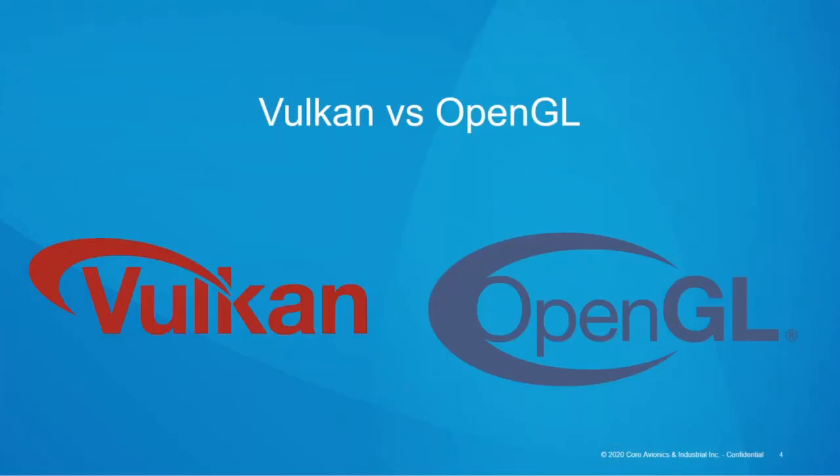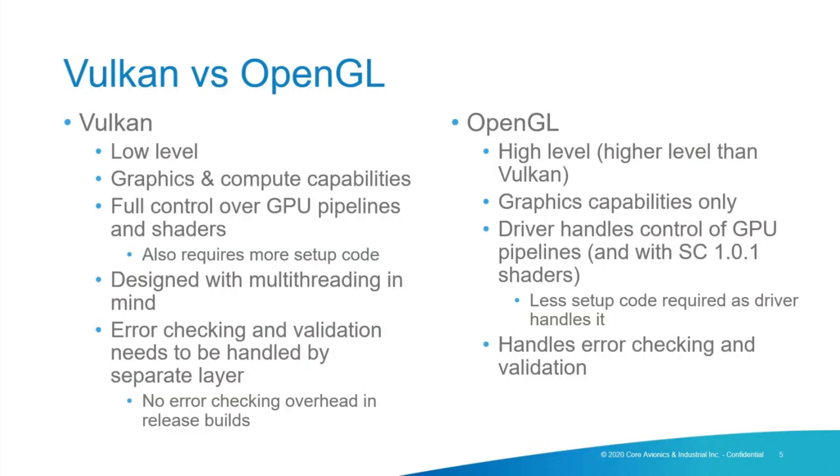To better illustrate what Vulkan is, I'm going to compare it to OpenGL and what features Vulkan has versus what features OpenGL has. On the left, we have features supported by Vulkan, and on the right, we have features supported by OpenGL. A big point in the comparison between Vulkan and OpenGL is that Vulkan is much more low level than OpenGL.